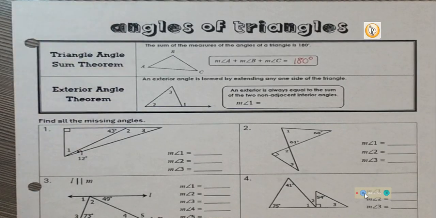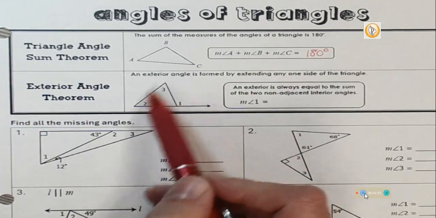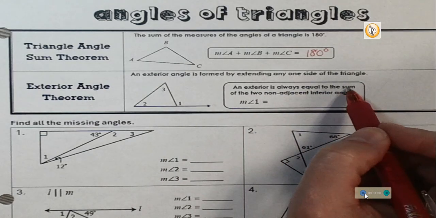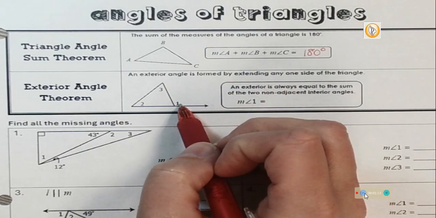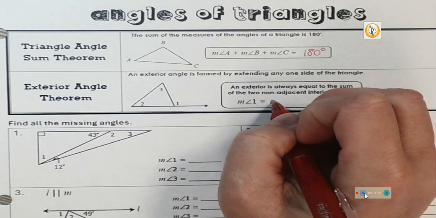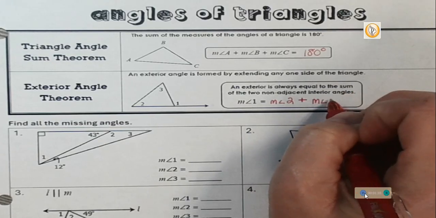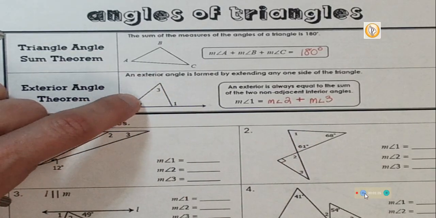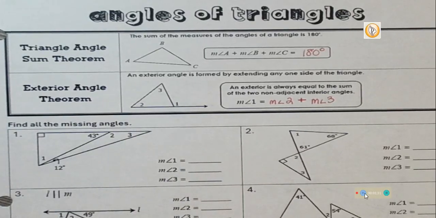The other theorem that we learned is called the exterior angles theorem. And that means you've got an exterior angle formed by extending one or more of the sides here. An exterior angle is always equal to the sum of the two non-adjacent interior angles. So angle 1 is exterior. That equals the sum, so that means I'm going to add up the measure of angle 2 and the measure of angle 3. So the sum of the two non-adjacent, which means the angles that are not touching the exterior angle.